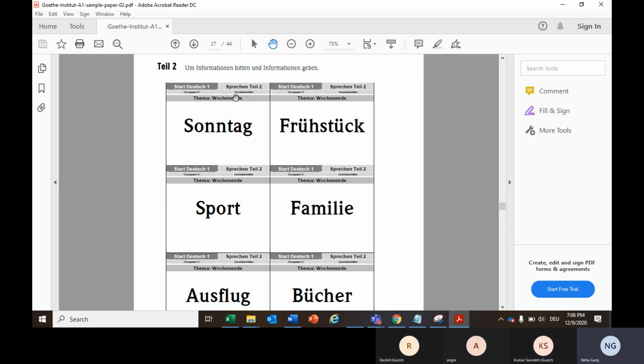So I was saying, Rachel, the word is Sonntag and the theme is Wochenende. So maybe you should use the word Sonntag. The theme should be this, but it's important that you use this particular word while making sentences. Ich bin am Sonntag frei. Oder ich habe frei am Sonntag. Yes, Saurabh, what was your question?